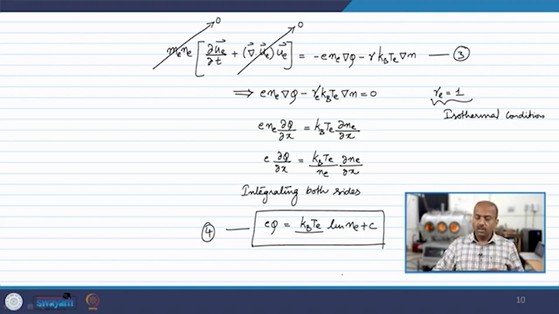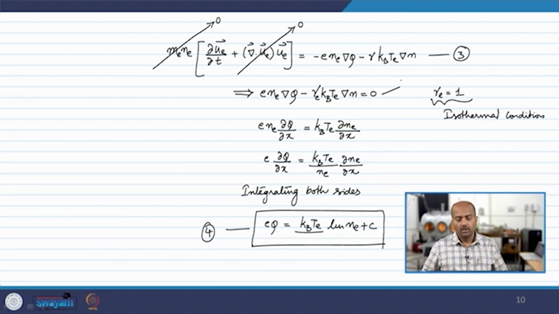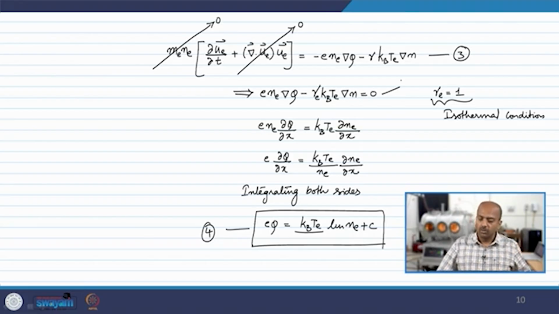So, this equation, if it has to be true, we will say that the electrons are moving randomly around the plasma, and they are bringing the temperature to an equilibrium value. That means that we have an isothermal condition, a constant temperature condition. The isothermal condition imposes gamma E to be 1. Using that, we can get a form in which the potential can be written.